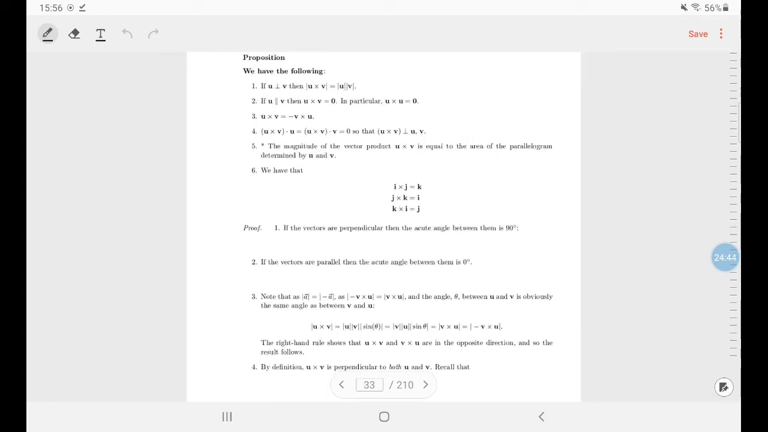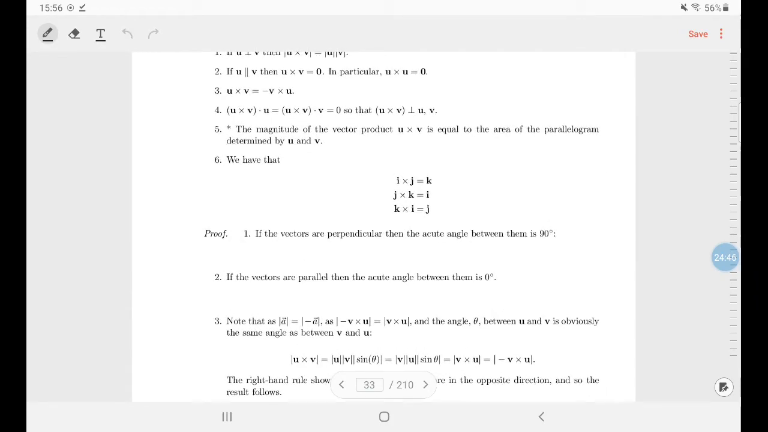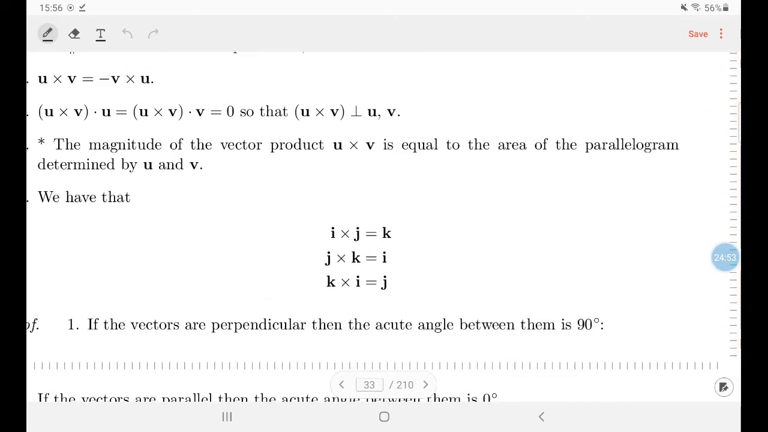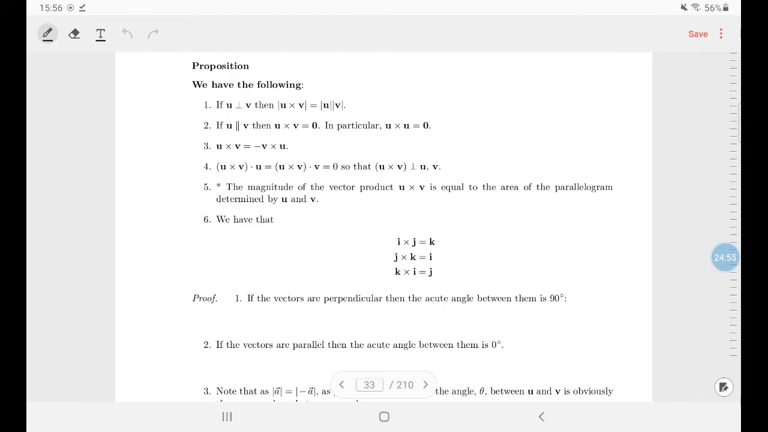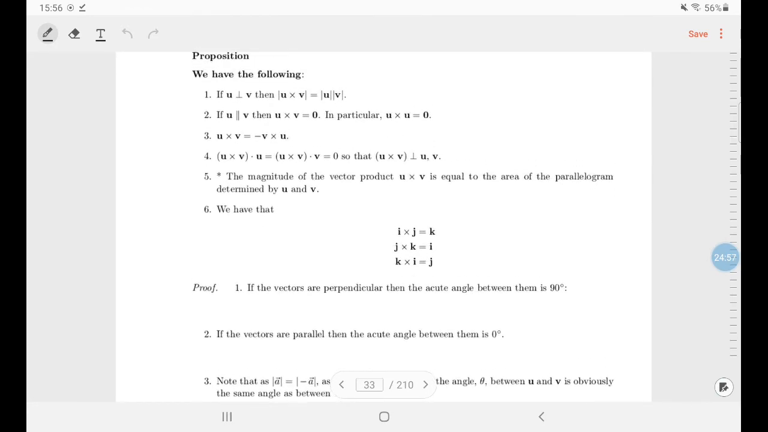And that's linked to the question that was asked in the live lecture about who picks the coordinate system. As long as you have a relationship between the x and the y that satisfies the right-hand rule, you're fine. Okay, so let's write these down.